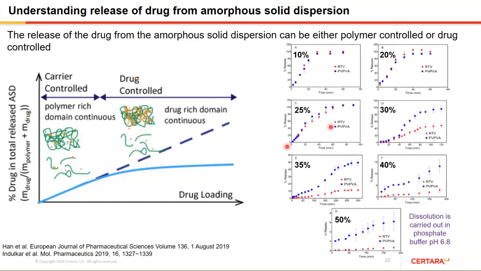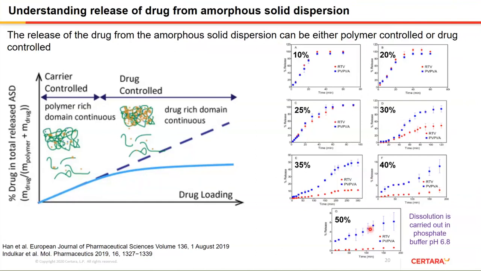And interestingly, this is another piece of research, again from Professor Taylor's group from Purdue University. What they did is they prepared a series of ASDs with different drug loadings, and they measured both the release of drug and the polymer. So the red is the drug and the blue is the polymer, which is copovidone, and also our commercial formulation is with copovidone. So you can see that at 10%, 20%, and 25%, the drug and the polymer are releasing at the same rate. But as you go to the region of higher drug loading, to 30%, 35, 40, and up to 50, you start seeing a disparity between the release of the drug and the release of the polymer.